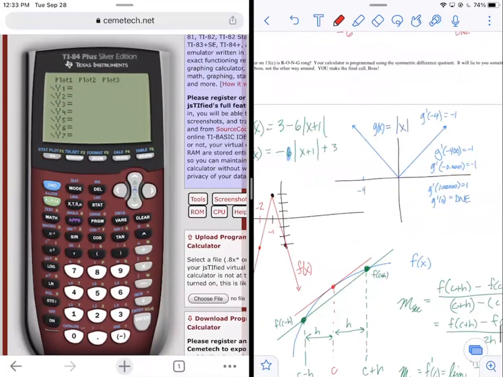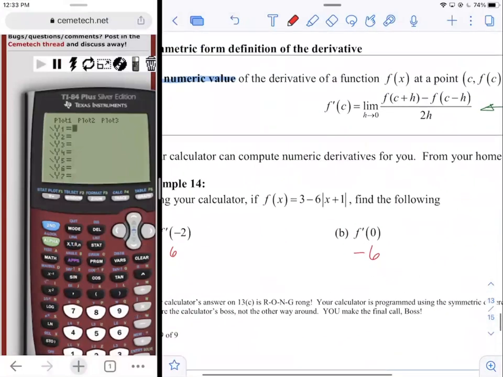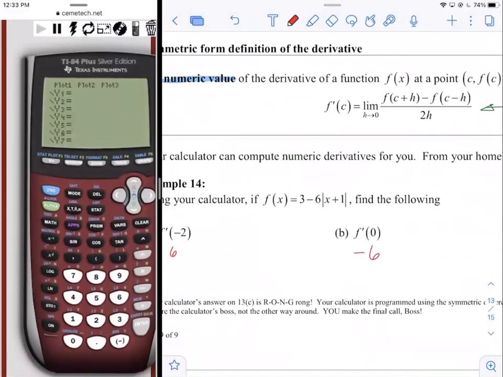I'm going to type it in. Here we go. Type it in. Scoot over. There we go. Type it in. Oh, I'm getting nervous now. The clock's still ticking. I can't stop it. Oh, I messed up. 3 minus 6. Math number 1 again. There's the absolute value. X plus 1. All right, now watch this.